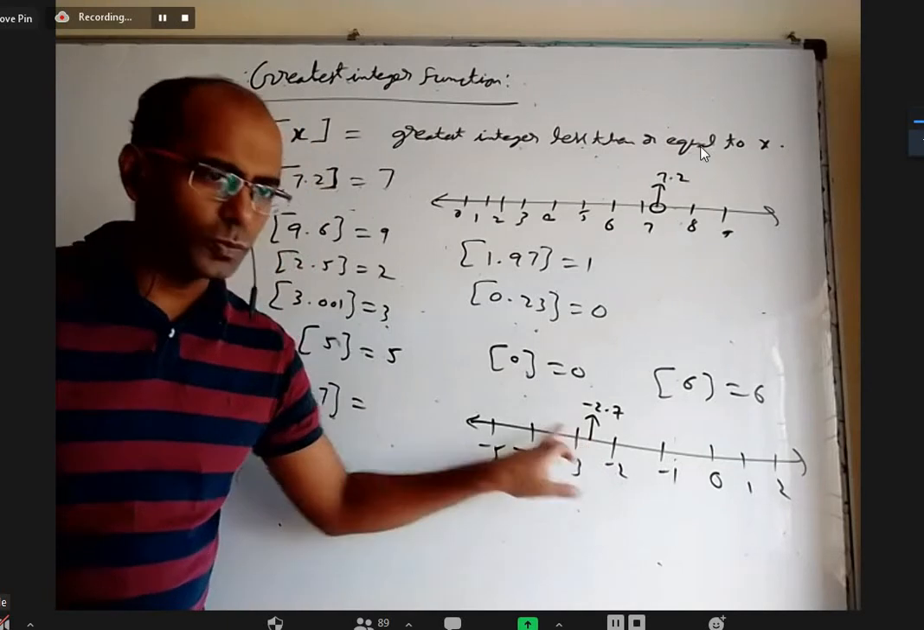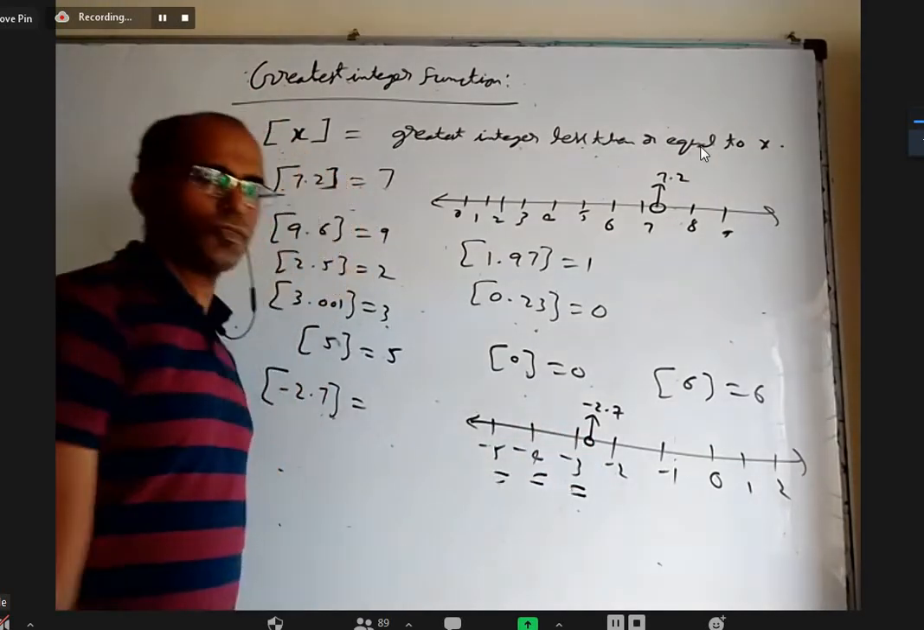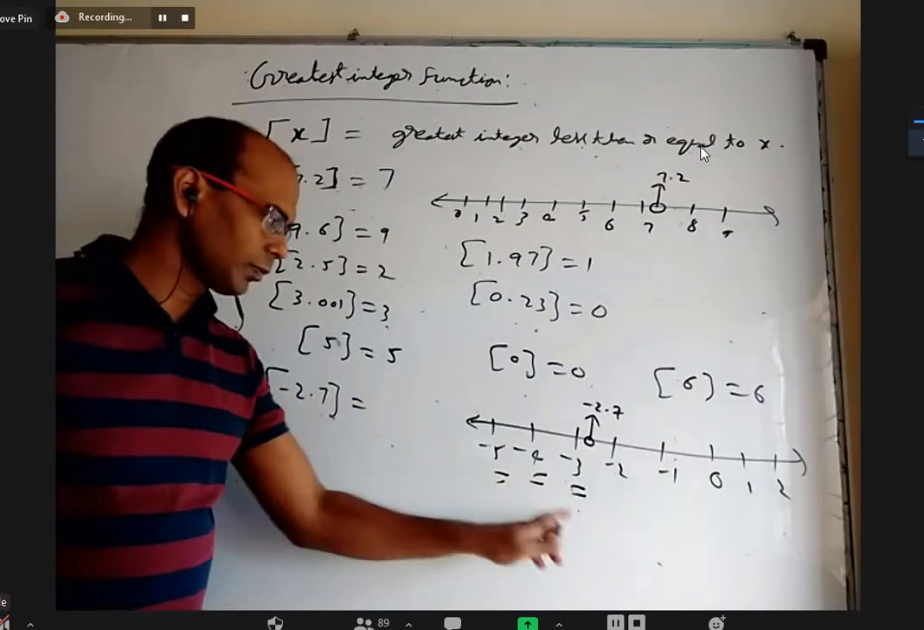Less than minus 2.7, what are the integers? Minus 3, minus 4, minus 5. Among them, what is the greatest? Minus 3.